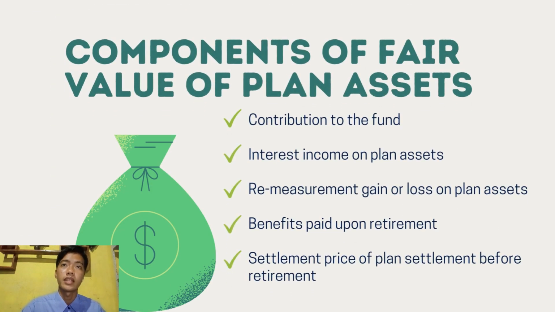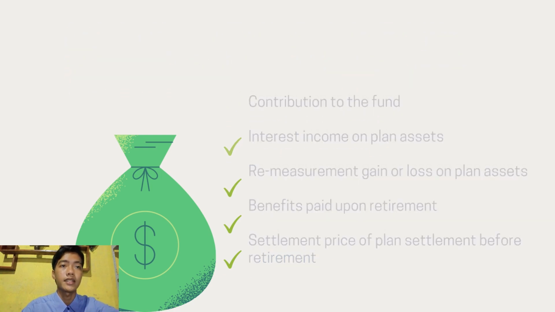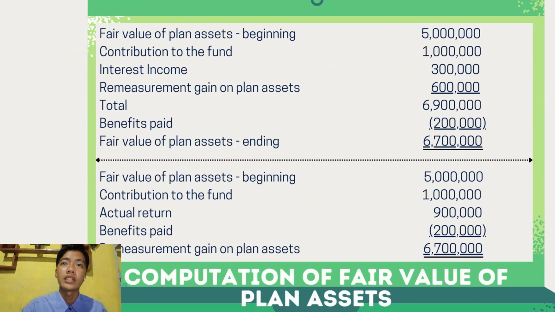So, next is components of fair value of plan assets. First, contribution to the fund, interest income on plan assets, remeasurement gain or loss on plan assets, benefits paid upon retirement, and then settlement price of plan settlement before retirement. So, how do we compute the fair value of plan assets? This is an example of computing the fair value of plan assets.